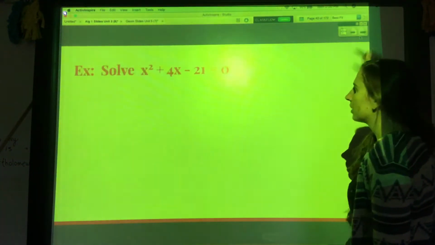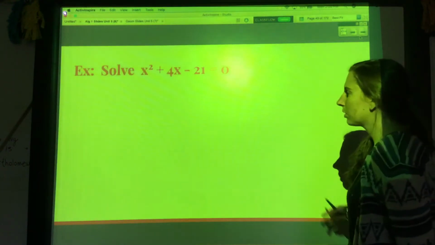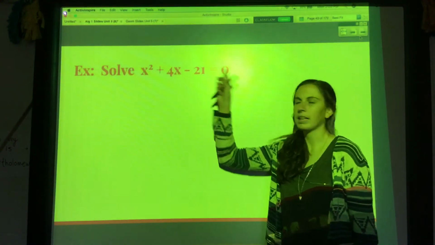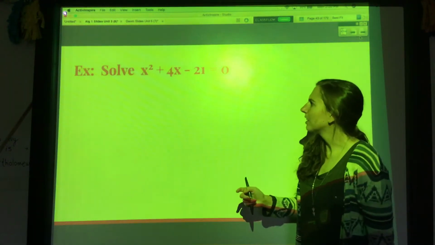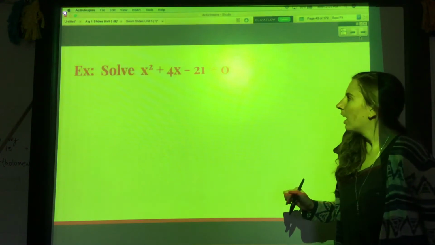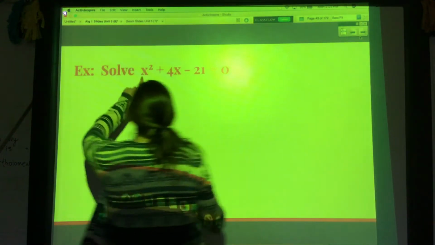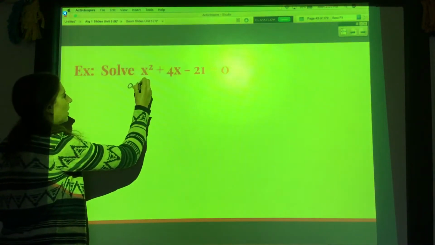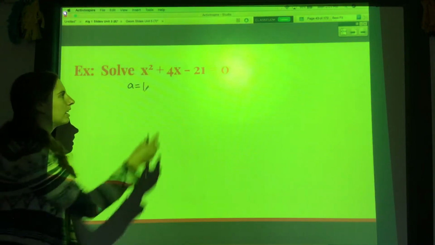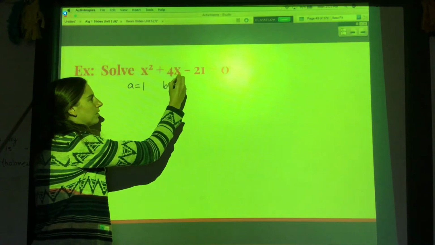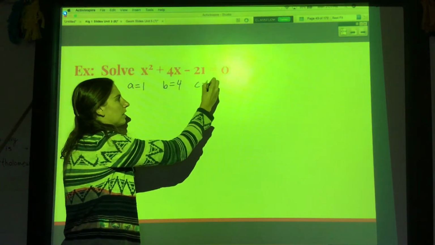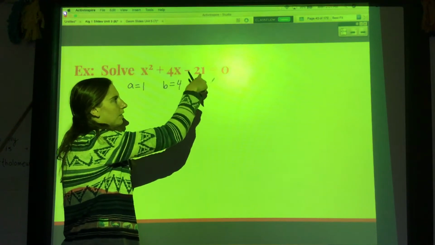Okay, so we're going to go through 3 examples on this one. Again, I want to solve it. I want to find the values of x that make this equation true. And I think this one may factor, but we're going to use the quadratic formula. Again, the A is whatever's in front of the x squared. In this case, it's just a 1. The B is whatever's in front of x. In this case, a 4. And the C is whatever is on the end by itself, which is a negative 21.